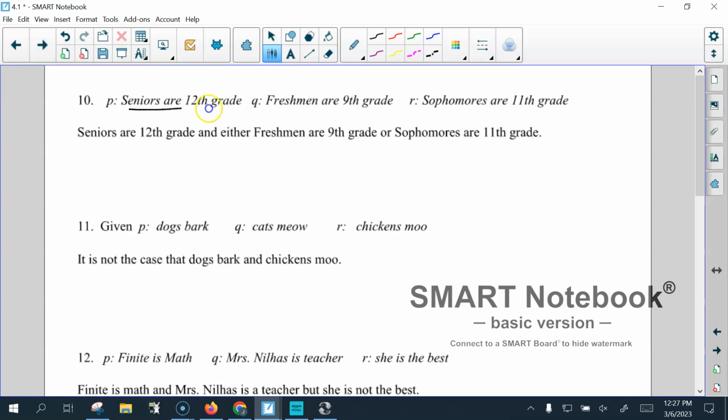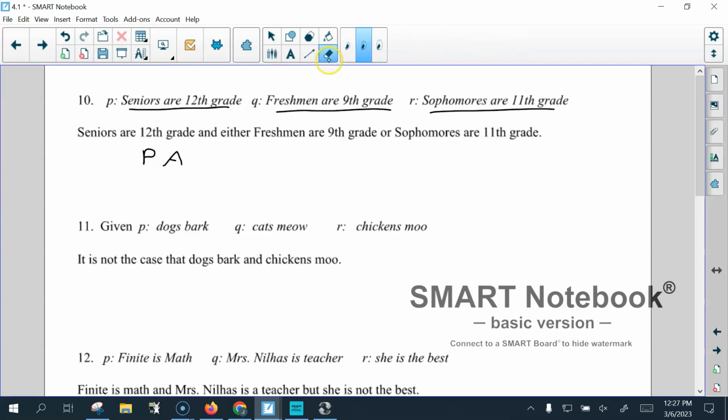So, number 10. We have seniors are 12th grade, that's P. Freshmen are 9th grade, Q. Sophomores are 11th. That's R. Okay, let's get into that. It's a little weird. All right. So, seniors are 12th grade. So, that's our P. And, that's our upside down V. That's our caret. And either freshmen, which is our Q, or our 9th graders, or sophomores, our 11th grade. So this is our or right here.